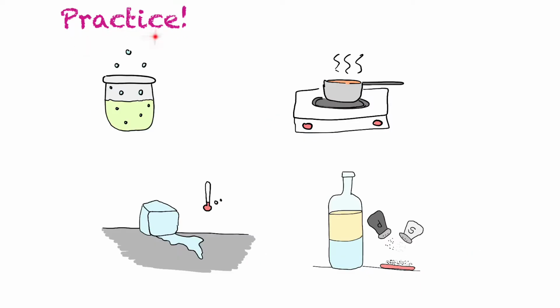Over here, we have some bubbles forming in the liquid, so I would think that this would be an example of a chemical change. Cooking something on the stove would be another example of a chemical change. You can't uncook a cake, you can't uncook food.